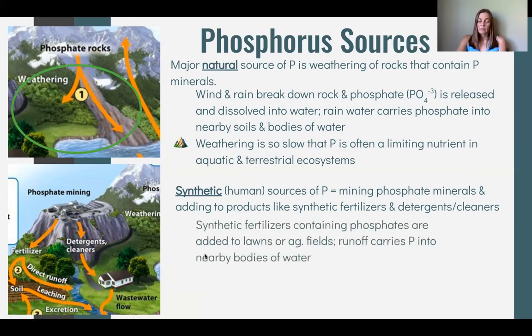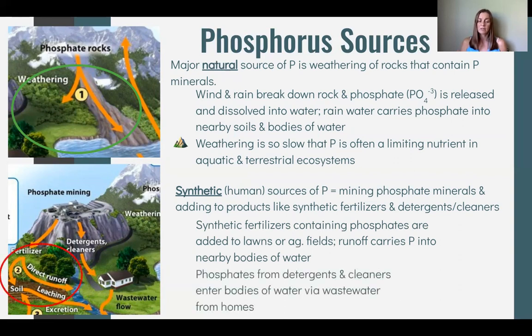Those fertilizers, when we add them to lawns or agricultural fields, the runoff is going to carry the phosphorus or the phosphates into nearby bodies of water, or detergents and cleaners enter bodies of water through our wastewater from our homes. The wastewater treatment system is not really designed to remove phosphates, or didn't used to be designed to remove phosphates from the water. The modern wastewater treatment systems are much better at removing phosphates from that wastewater.